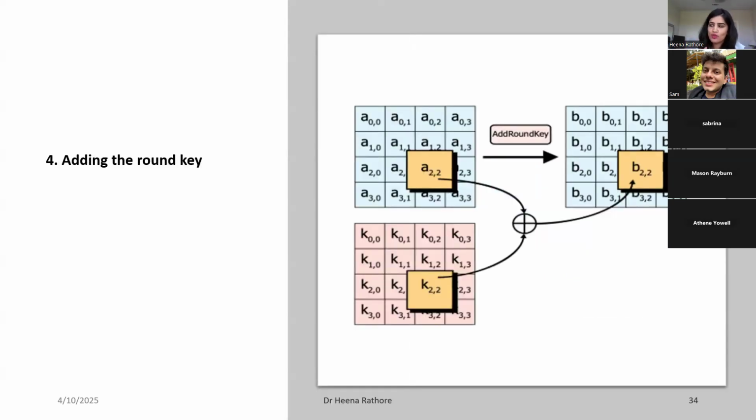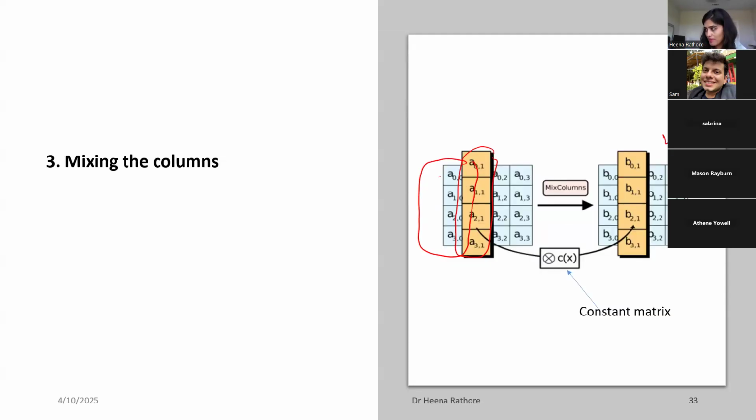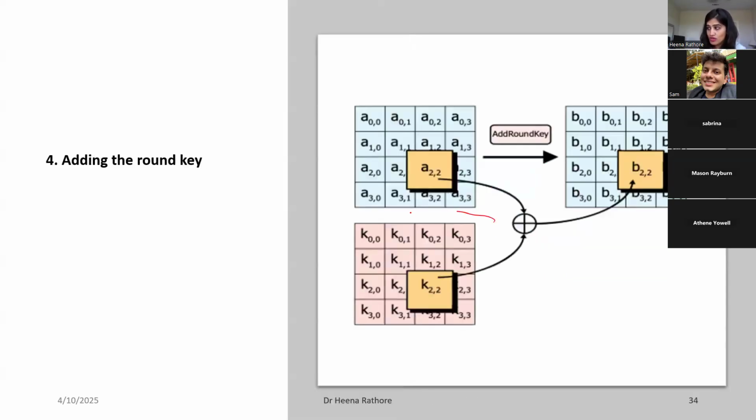The last one is adding the round key. Here you will take your previous output that you got by mixing the column, and then you will take your round key that was also 128 bits, which means that it is also arranged in this word format. You will apply an XOR operation on these bits, and finally, you will get a new output.